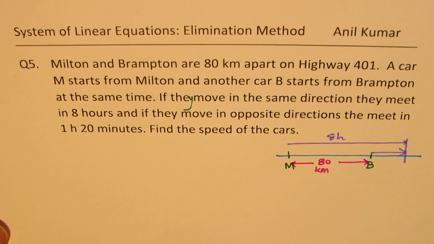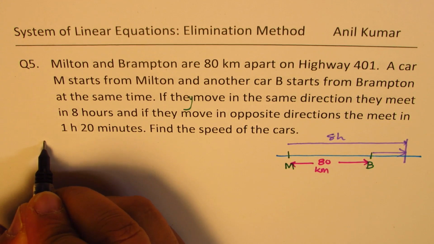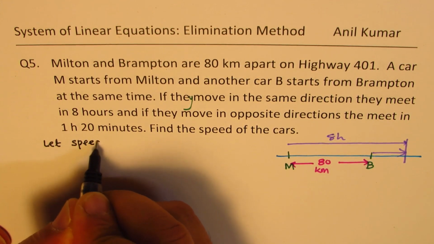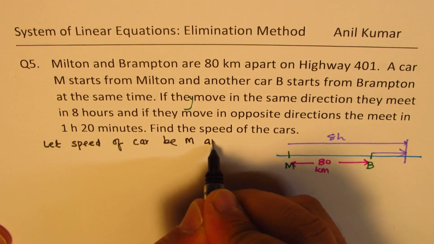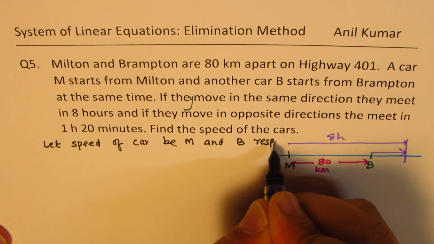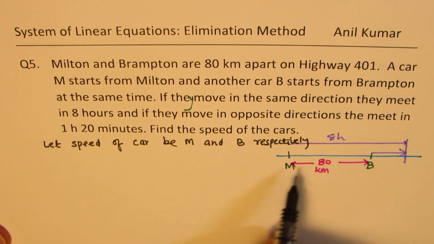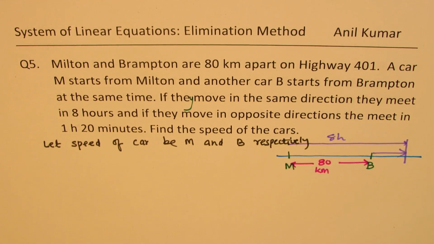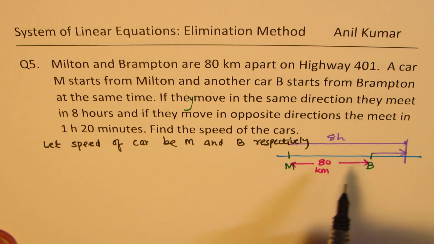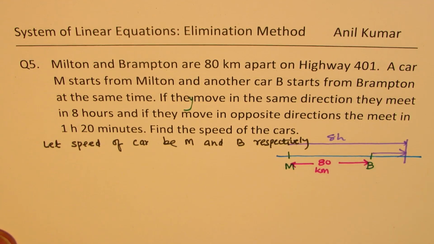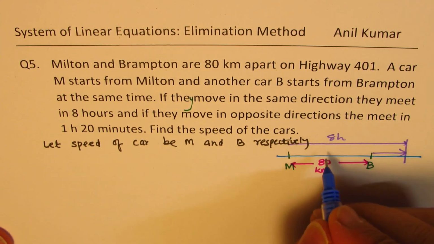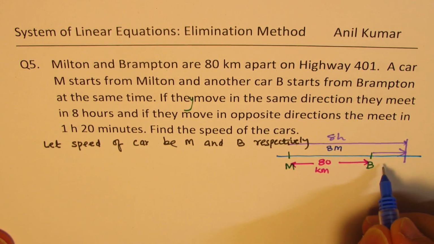Let's define our variables. We need to find speed of car. So let speed of car be, let's say, M and B respectively. I mean M from Milton, B for Brampton. Is it okay? Right. Now, how much is the distance traveled in 8 hours? So for Milton car, which moves at M speed, in 8 hours, it will be 8M, right? And for Brampton car will be 8B.